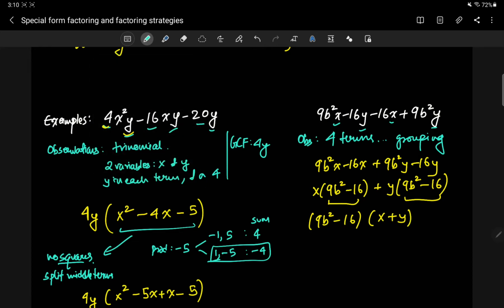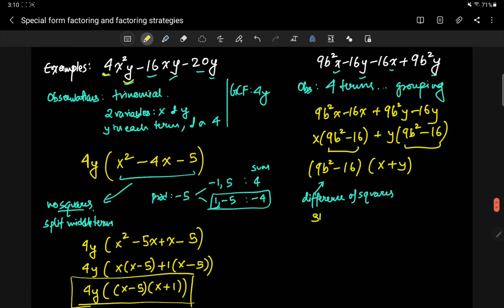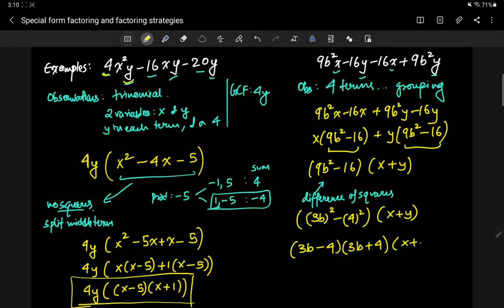Now at this point, this is a difference of squares. So the observation here is, wait, 9 is 3 squared, 16 is 4 squared. There's a subtraction in between. So that means I can write this as 3b whole squared minus 4 whole squared times x plus y, which then becomes 3b minus 4, 3b plus 4, and x plus y.